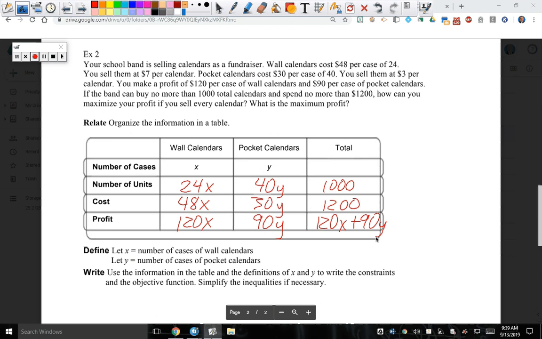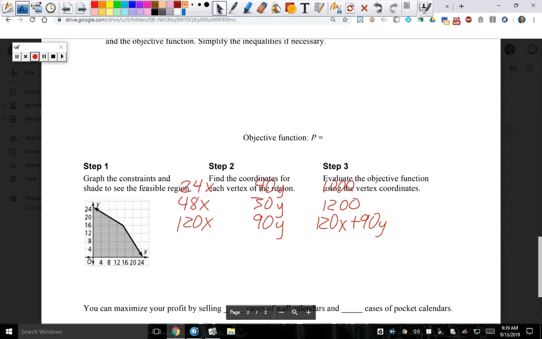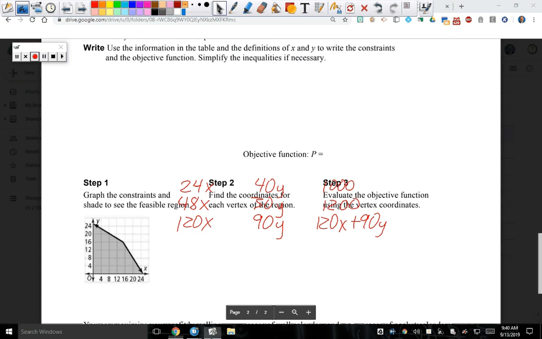Okay? So now we've got to decide what equations we're going to build based off of what we just read. So let's build our first equation. Our first equation I want to build is the 24x and the 40y, the number of units. Now that we have that filled out, let me move down here, and we're going to start building these equations.